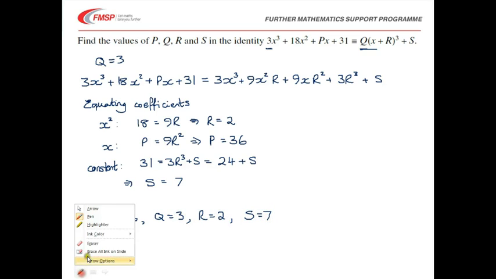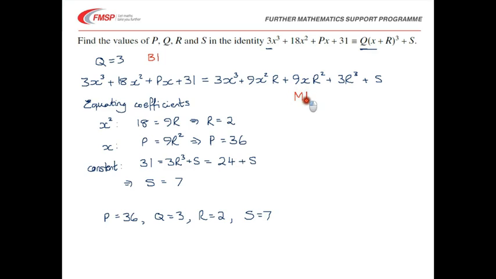And we'll just have a quick look at the mark scheme to see how those marks are allocated. That Q that we observed at the beginning was just worth a B mark, no method mark, no working expected for that. There was a method mark for attempting to expand the right hand side and going on to attempt to equate the coefficients. And then there were accuracy marks for correctly identifying each of the remaining unknowns.